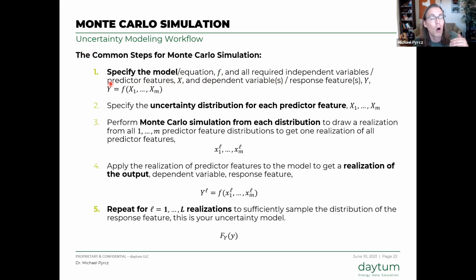We can sometimes do multiple Monte Carlo simulation with multiple steps to get to the dollars. That's fine. Specify the uncertainty distribution for each predictor feature. Perform Monte Carlo simulation from each distribution. You may have to account for correlations. That gets more complicated. You apply the realization set of the predictor features to the transfer function to get a realization of the output. That's what we're saying here. We use the L symbol to say the index of the realization, and you repeat for L equals 1 through big L realizations. What's the answer?